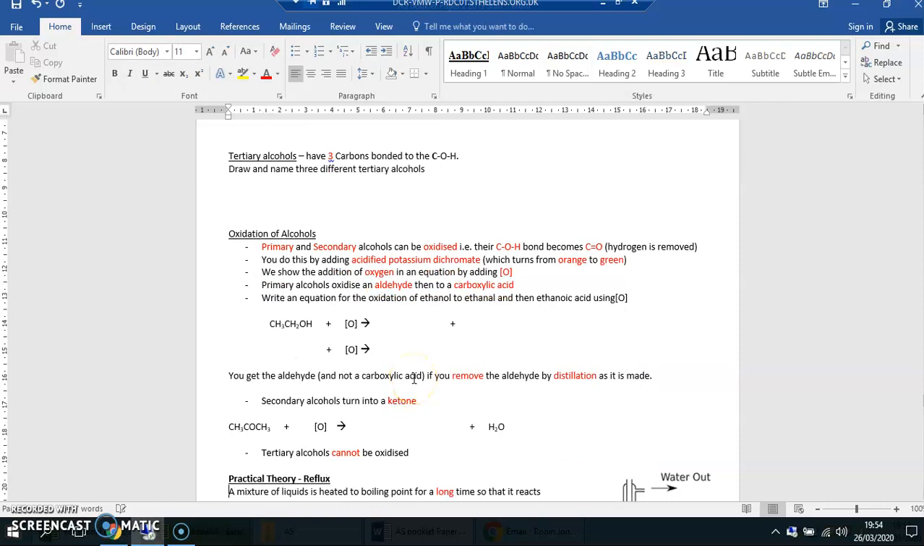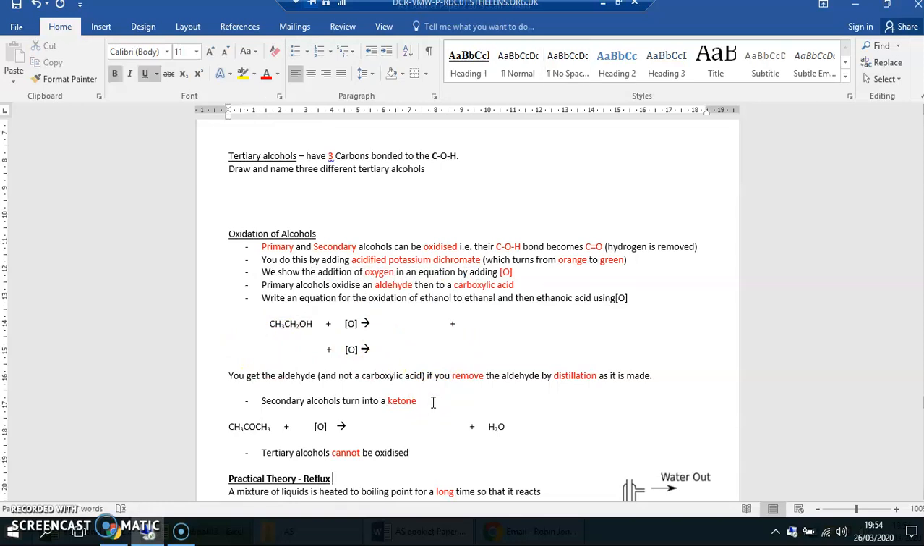One question, an A-level question, is how can you make the ethanal and not the ethanoic acid? And it's simpler than you think, really. All you've got to do is remove the ethanal before it makes ethanoic acid. So what you do is you distill it. As it's being made, you carry out distillation and you distill this ethanal off from the water that's made and any ethanol that's remaining in the mixture. You distill this off before it gets a chance to react again.